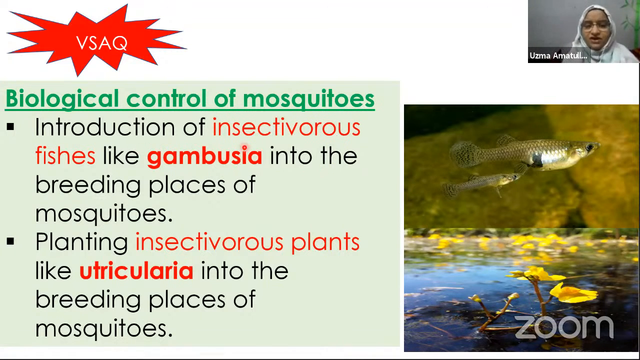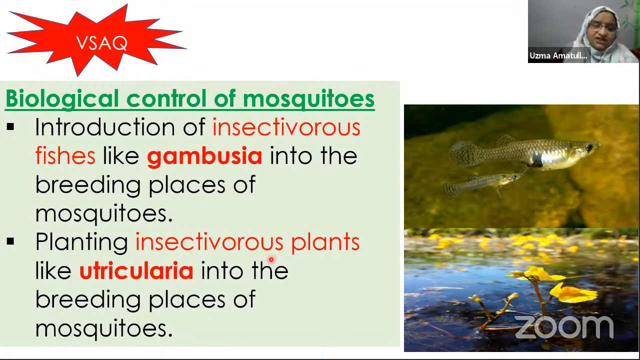Now here, introduction of insectivorous fishes like Gambusia into the breeding places of mosquito. This is a Gambusia fish. It will eat the larvae of the mosquitoes and also the insects. So if you introduce this fish and keep it in the ponds, lakes, wherever you think the breeding places of mosquito are, then they will control the population of mosquito.